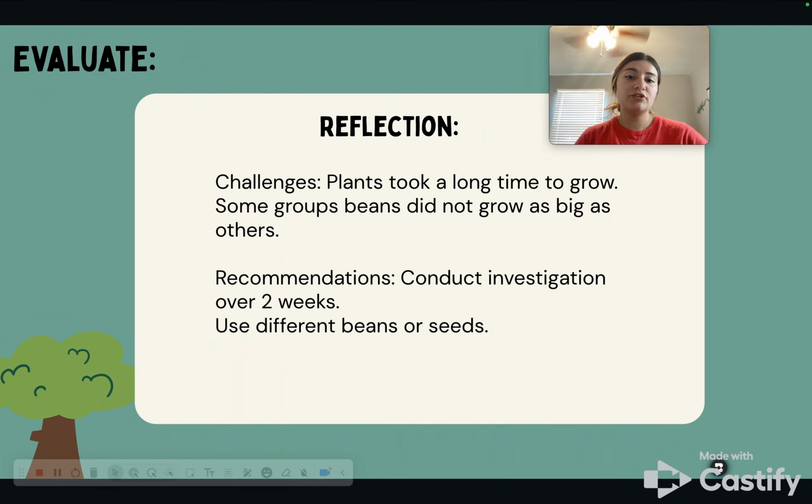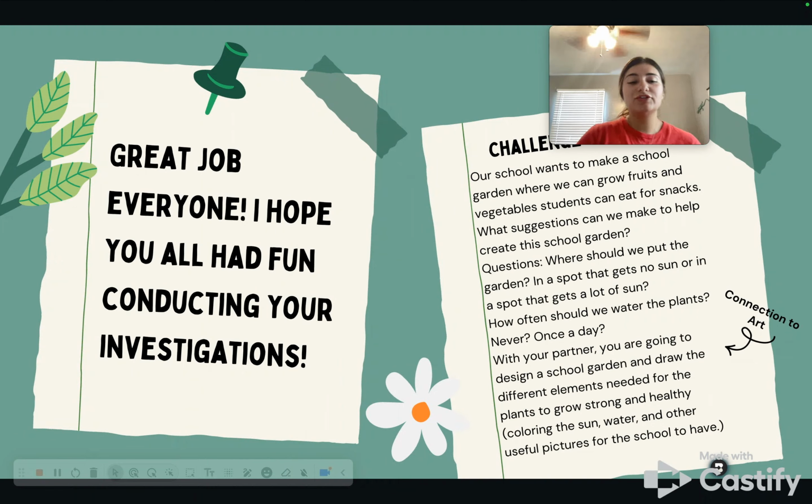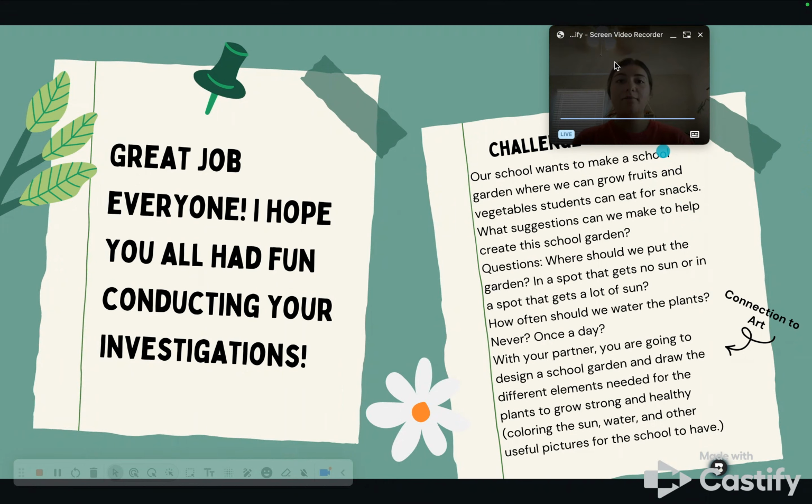That is true. So some of the recommendations I'm hearing is that if we did this again, we should conduct the investigation over 2 weeks, so a longer period of time, not just 5 days. And maybe we use different beans, because we all used the same lima beans, or we even try a type of seed. Very good, thank you. All right, great job, everyone. I hope you all had fun conducting your investigations.